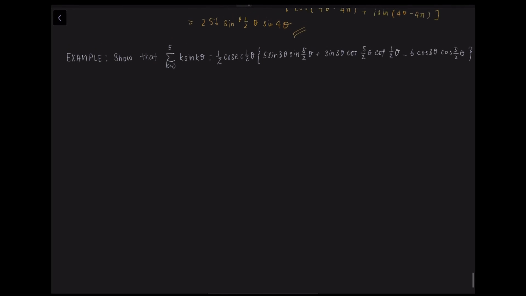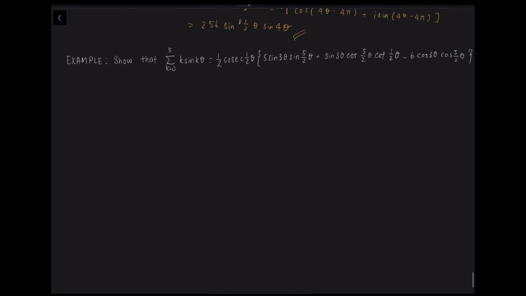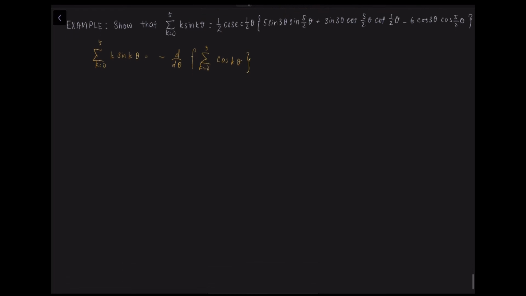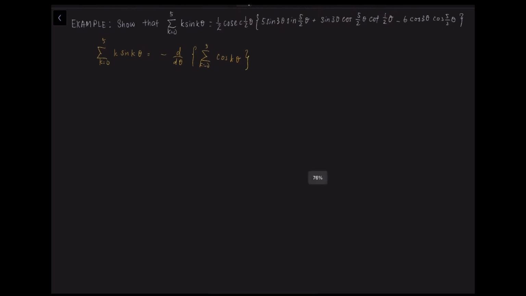In this example, we are going to find the sum of k sine k theta from 0 to 5. So it is kind of impossible to find this directly, but we can use the derivative to solve for it. So we know that the sum of k sine k theta is the derivative of cos k theta. Because when we differentiate cos, we get a negative sign, so we add a negative sign in front to maintain the equality.